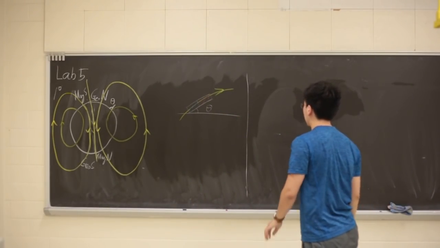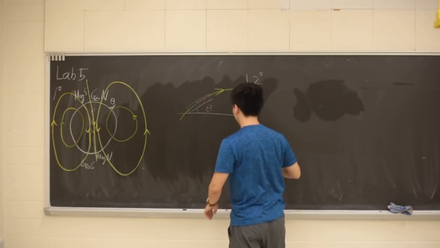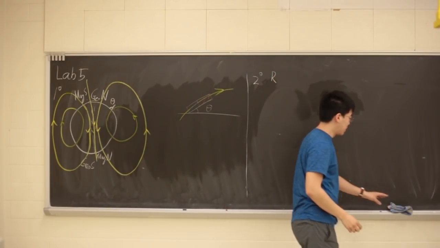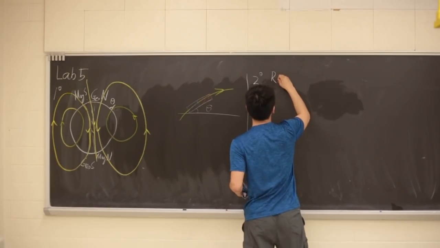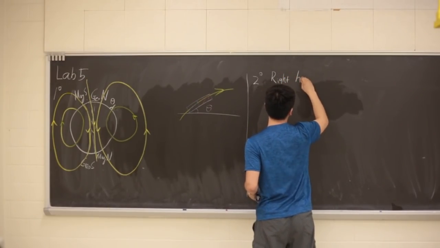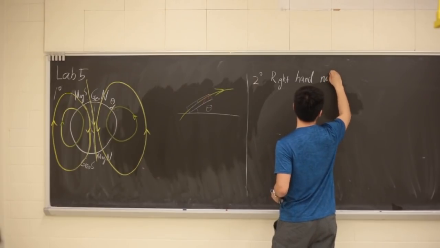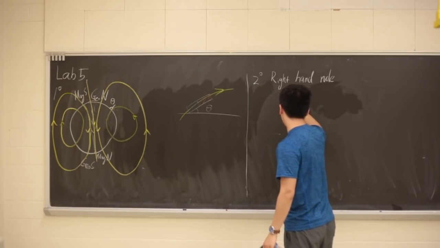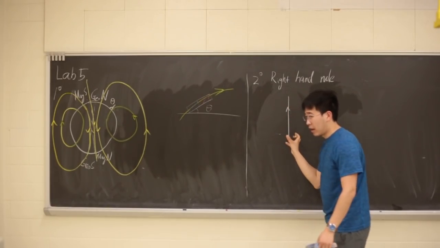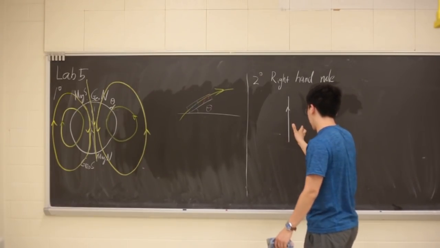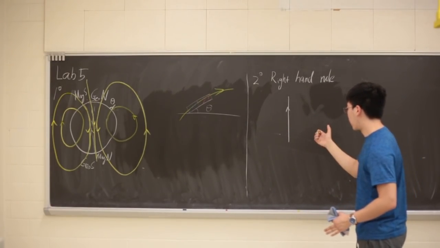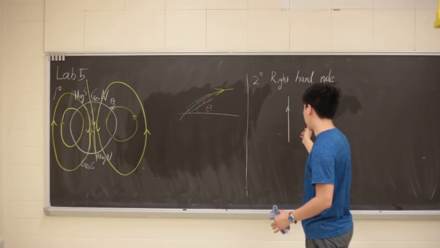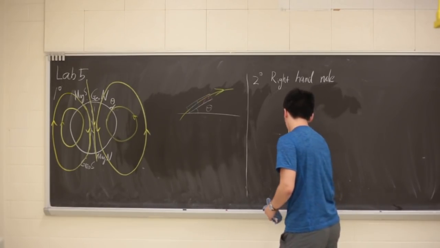The second knowledge point is slightly more challenging for me to draw. Right hand rule. So if you have a current going this way, you grab the bundle of the current using your right hand, and your fingers are curling. The curling will be the magnetic field line, which looks like this.